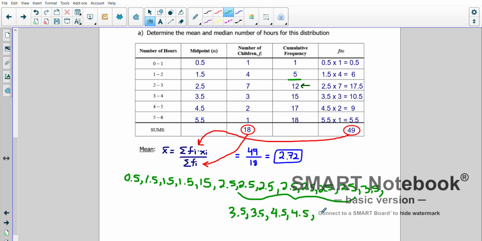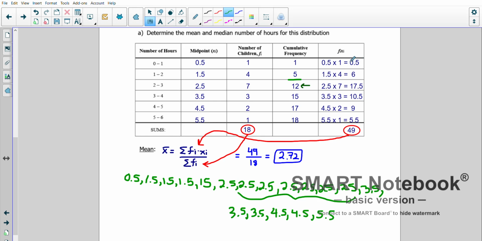And then 1 child at 5.5. So this is the complete data set of the 18 students. Now you could write this out and add all these up and calculate the mean, but why would you want to do that when you could do this? We've taken a big shortcut here.